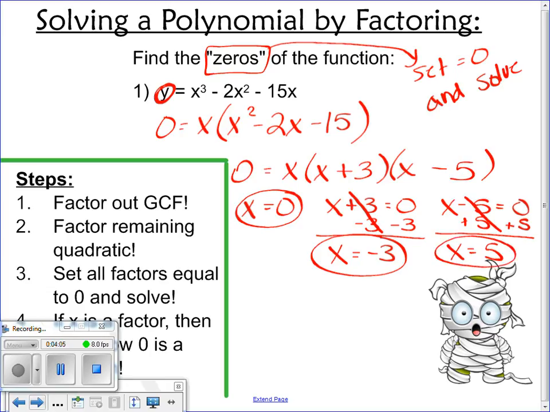So did you know from the beginning you'd have 3 answers? What degree was your original problem? Cubic. Way to use your vocab terms. I like it. All right, the first one was cubic. It was x to the 3rd, so we knew we had 3 answers. 1, 2, 3.